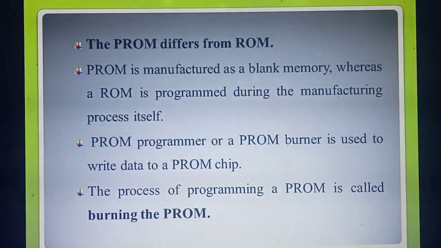So make a tabular column. Today's homework, I will say this at last, is that you need to write this question in a notebook. For PROM, the first point you need to write is programmable read-only memory, and there, read-only memory. The second point: PROM is manufactured as blank memory. Then in the ROM, what do you need to write? ROM is programmed during manufacturing time itself. Understood?